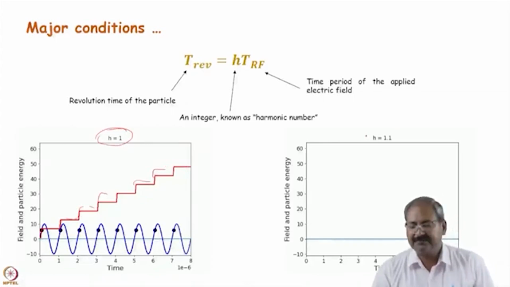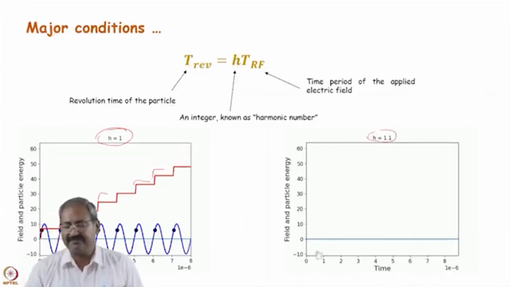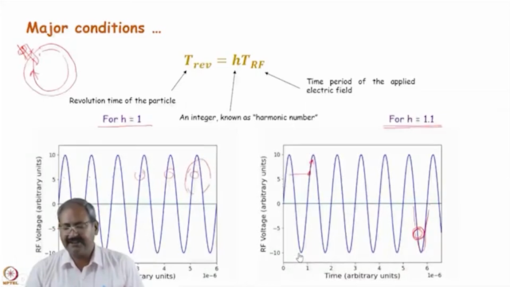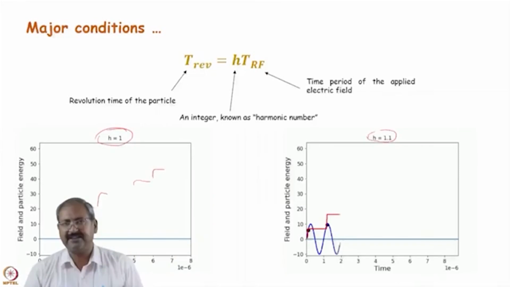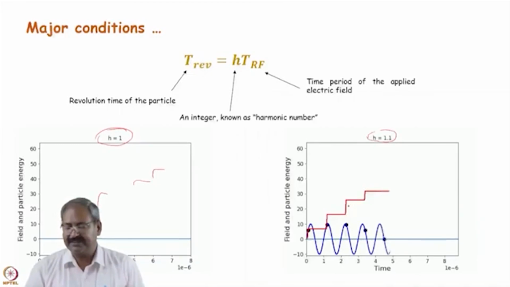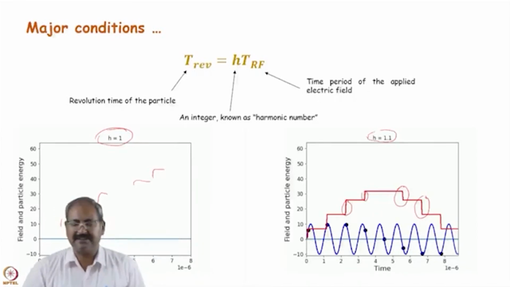Now we will see what will happen if h is not completely an integer value. Because the phase will slip, in each cycle we will not get the stepping of the energy. Rather, after a few cycles, we will get an energy decrease. You can see that the gain in energy has been reduced, and here the energy has been reduced. So there is no net acceleration through so many cycles. So synchronization is essential.